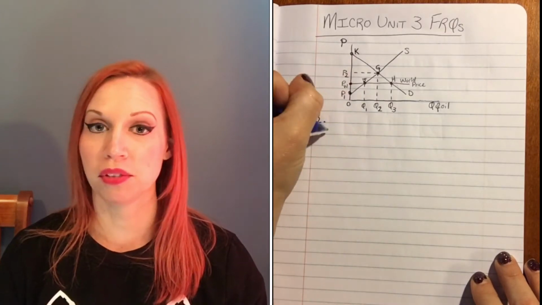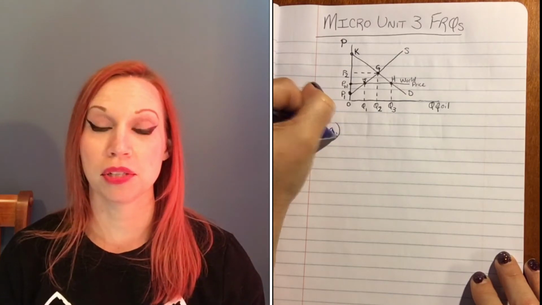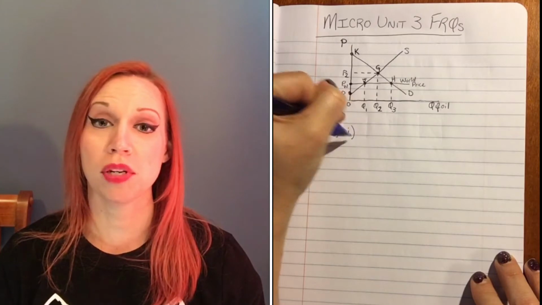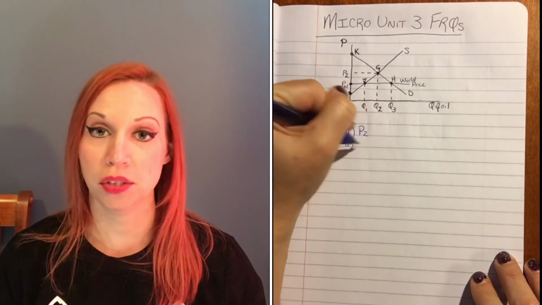Now the first part of this question says, identify the price and quantity if this country were just buying it domestically, if there was no trade going on. So this is just going to be normal equilibrium. So that's going to be P2 on this graph and Q2.